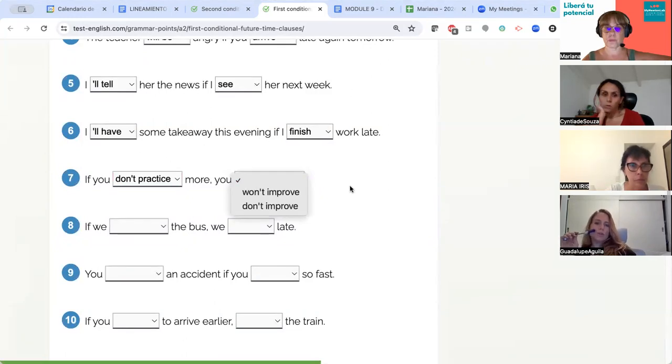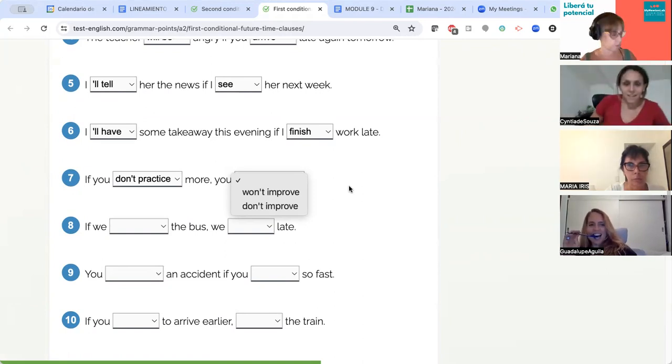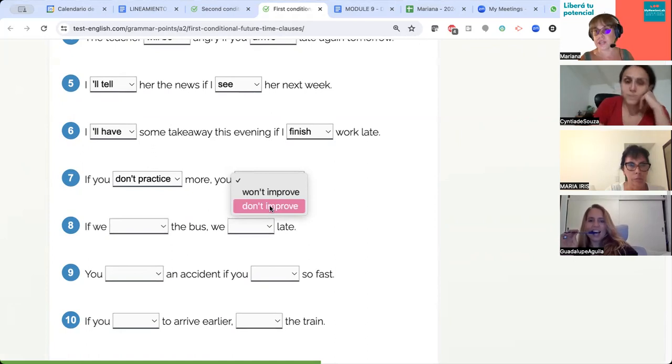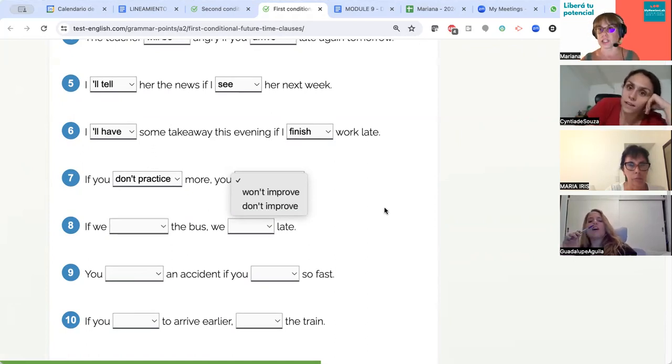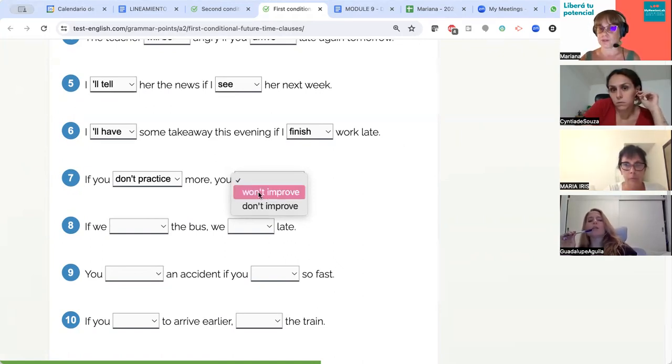you won't improve. Pero ¿dónde está el improve? What's the problem, Wada? No, que no encuentro el. Como que son los dos iguales. No, because this is future, this is present. Won't is the negative for will. Exactly. Okay, I confuse with want, de querer. No. Won't is the negative of will, okay?